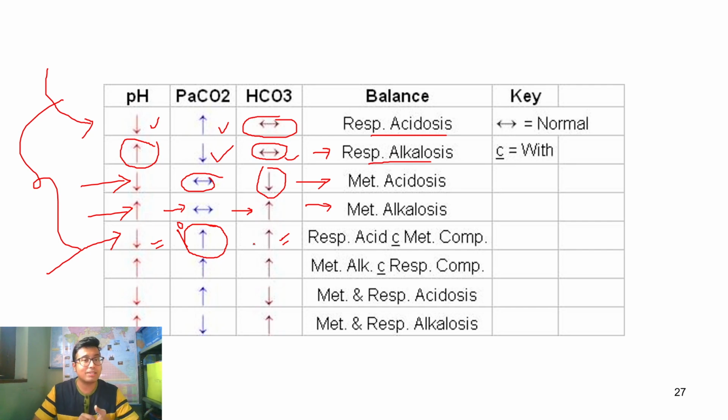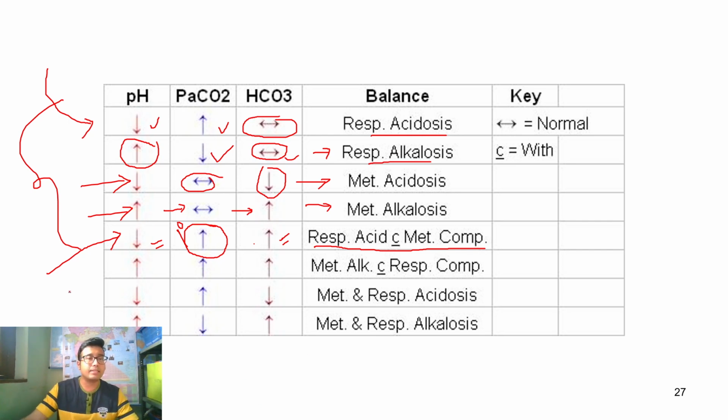So what is bicarbonate doing here? Bicarbonate is trying to compensate the excess acid by going up. So this is respiratory acidosis with metabolic compensation. It may be a bit difficult, but just rewind this video 2 minutes and go through it again.